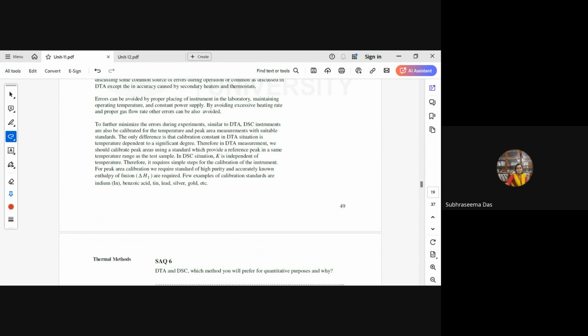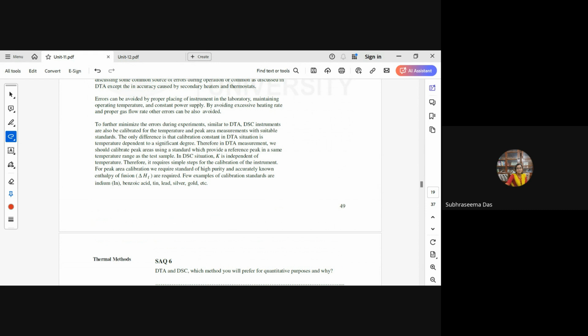The difference between the calibration constant in DTA is temperature dependent, whereas in DSC it is temperature independent. So therefore in DTA measurement we should calibrate peak areas using a standard which provides a reference peak at the same temperature as that of the test sample. Whereas in DSC, we know that K is independent of temperature. Therefore, it requires just very few steps for the simple calibration of the instrument.